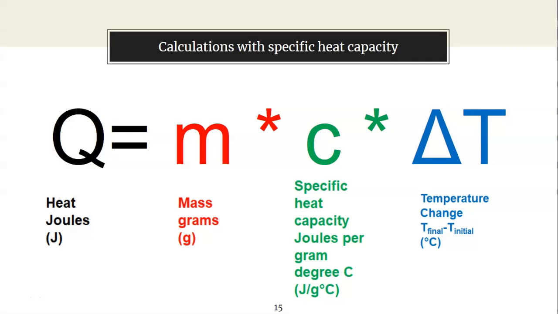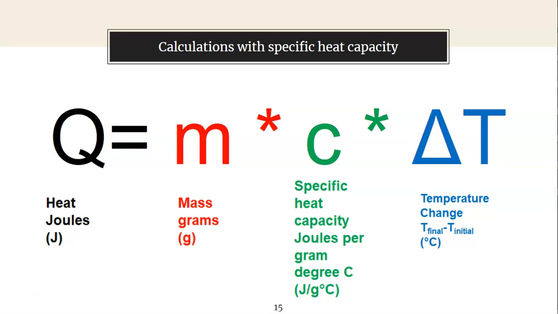Okay, so I also want to show you how to do basic calculations with specific heat capacity. We are going to do much, much more with this later on down the line, but I want to introduce it now. So this equation allows us to calculate the heat for a specific substance given the mass of the substance, its specific heat, and the amount of temperature change. So Q equals mc delta T.